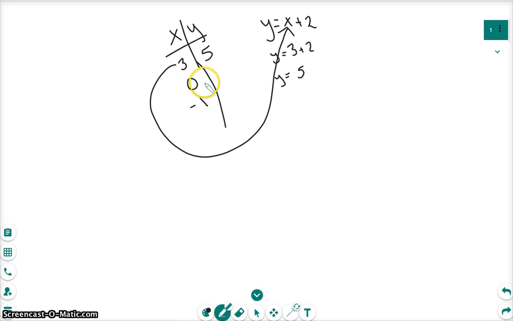What about if x was 0? If I take the 0 and plug that in for x, I'd get y equals 0 plus 2. 0 plus 2 is 2, so y would be 2. If I did -1 in for x, it would be -1 plus 2, which would be +1. So this is how I can generate a table of values to graph my equation.